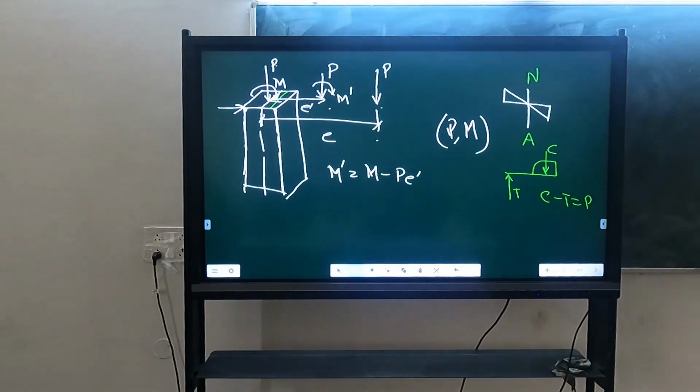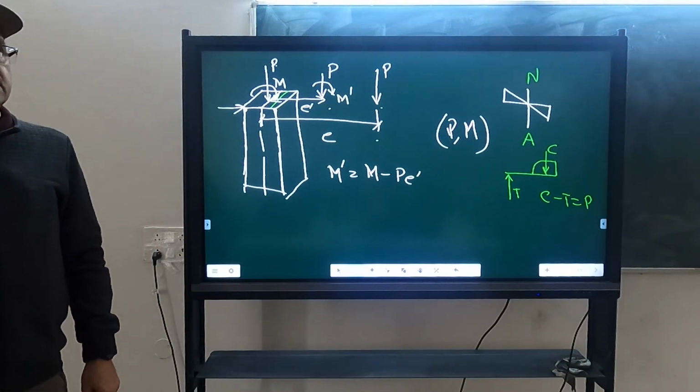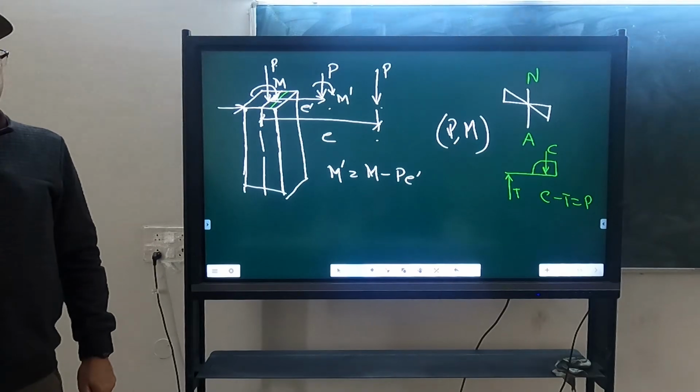No. We will ask him also to take the moment. The only thing is the condition I told you, that both should consider the same axis. If both are not considering the same axis, then there is a problem. Or if you know that the analyst has taken it about this axis, you should be able to convert it. Then you have to convert it. Okay.